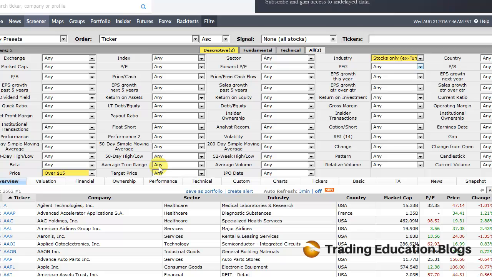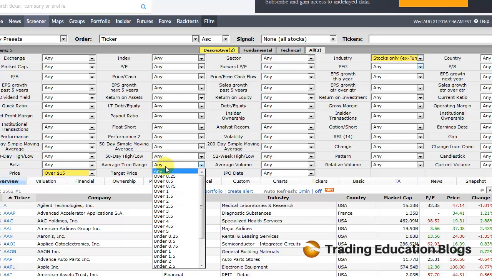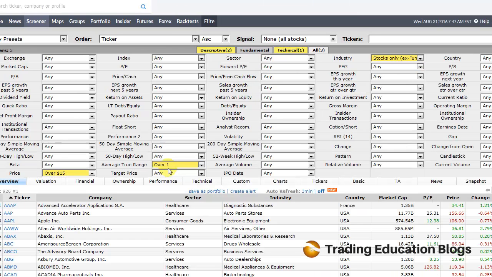Then we're going to go to average true range. Average true range is how much a stock trades from high to low over a designated period. I believe the default in here is 14. That seems to be the default in most softwares. So we're going to use over $1. That's a little bit light, but it'll give us a decent amount of stocks to look at.